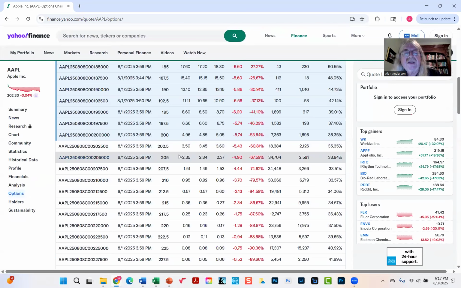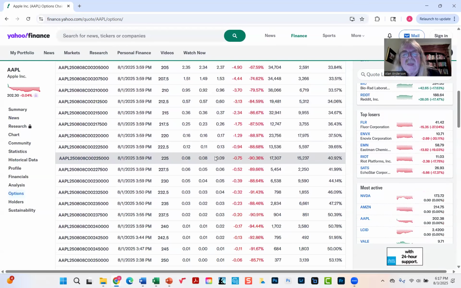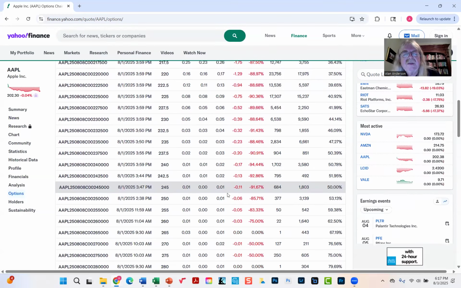So, but if I keep going down, there's some down here that if I'm really optimistic, look how low these prices are. Look at this at 250. It's only a penny. But the stock would have to go over $250 for me to make some money. So that's why it's only selling for a penny.